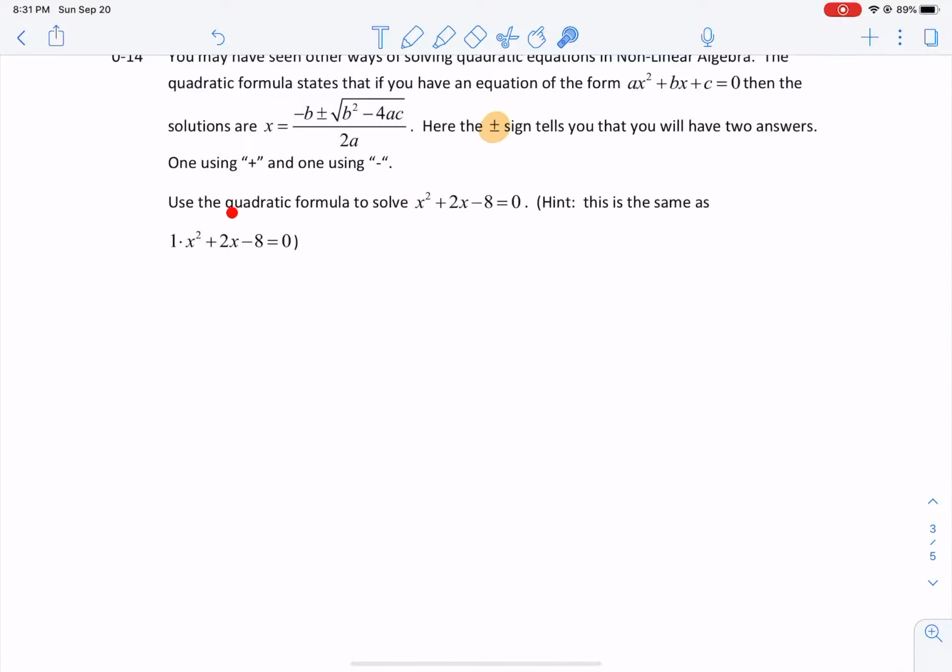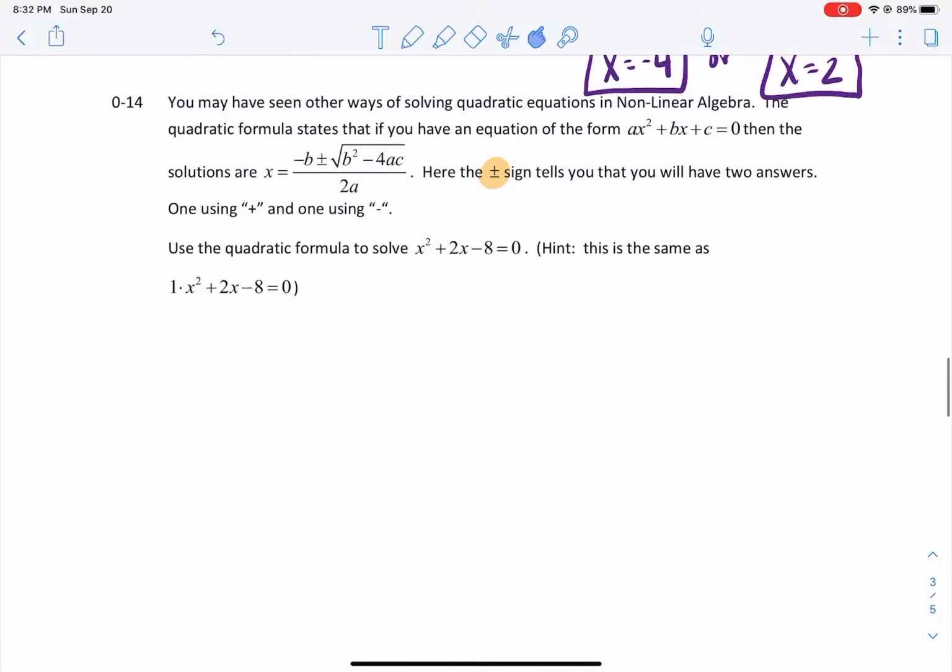Hint, this is the same as 1 times x squared. So there's always that little imaginary 1, okay? Now, we did do this in nonlinear algebra, but it's been a while, so we'll take time and review. So remember, there is an imaginary 1 here. So we're going to label our a, b, and c. So here's our original form there. We've got a in front of the x squared, b in front of the x, and then c. So a here is equal to 1, b is equal to 2, and c is equal to negative 8.